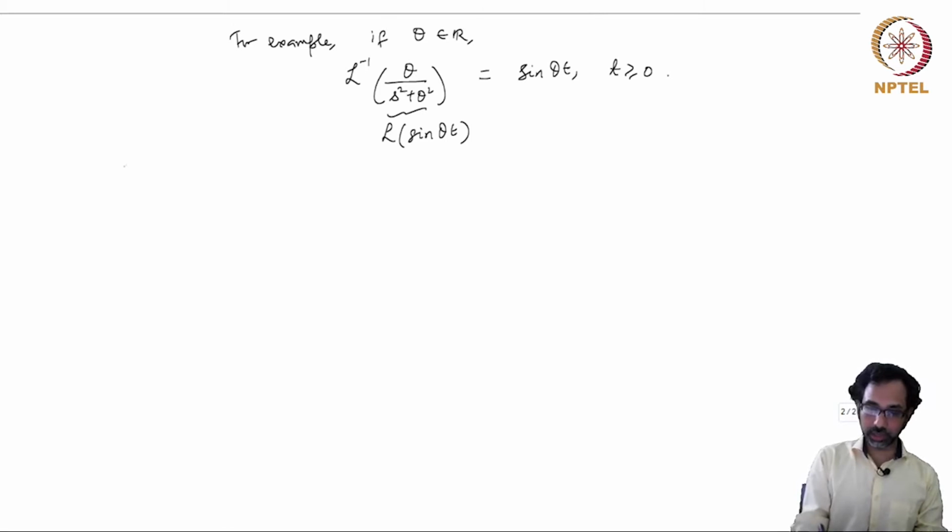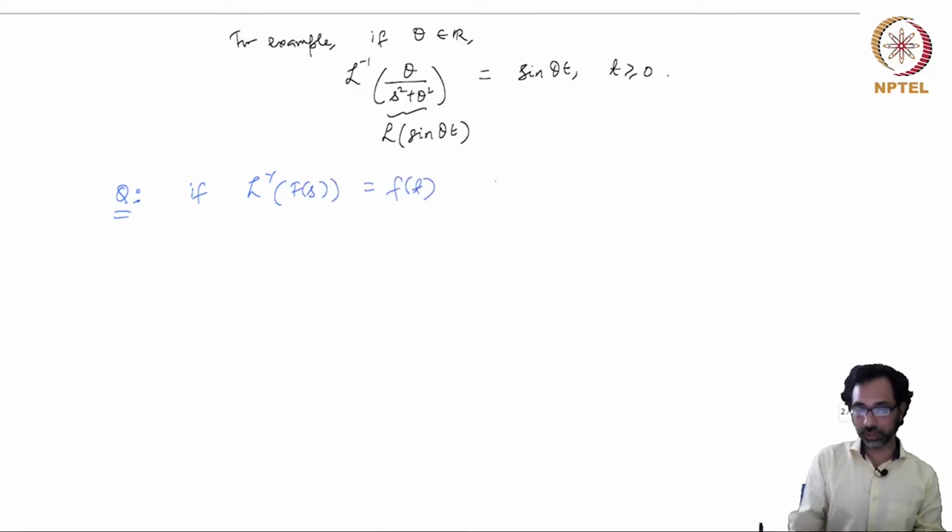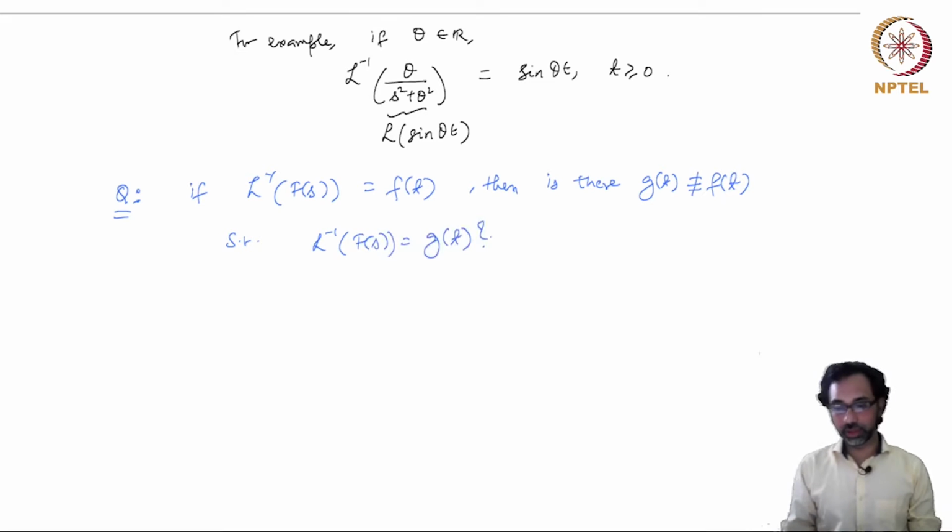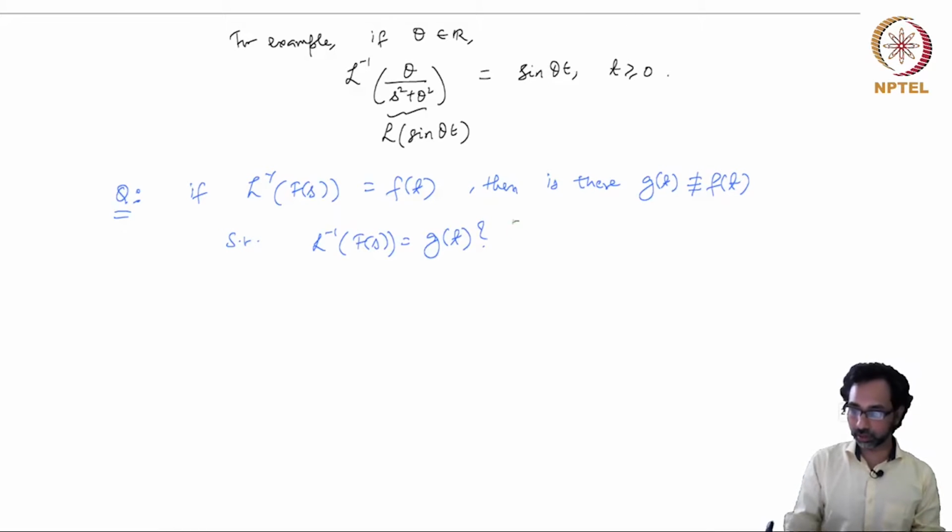Now the question arises that if the inverse Laplace transform of F(s) equals f(t), then is there any other function g(t), which is not identically the same as f(t), such that the inverse Laplace transform of F(s) is also equal to g(t)? So this is the uniqueness problem of the inverse Laplace transform.